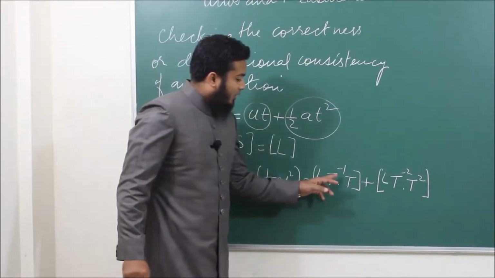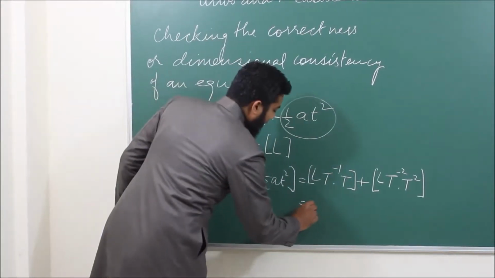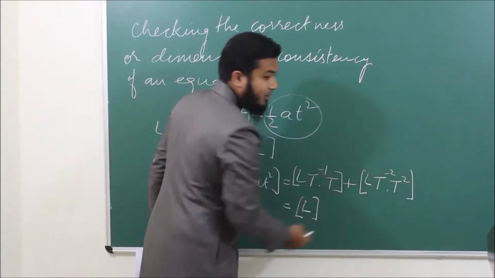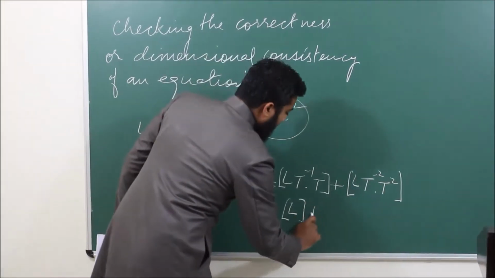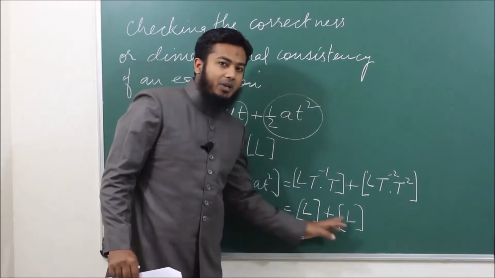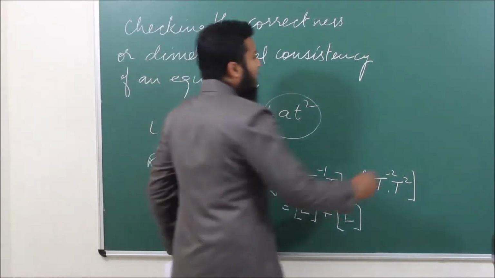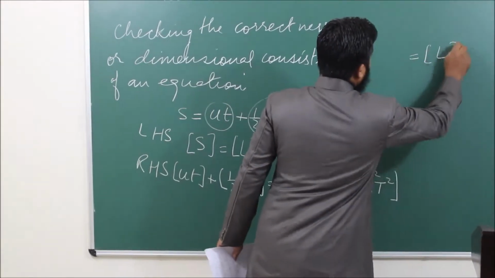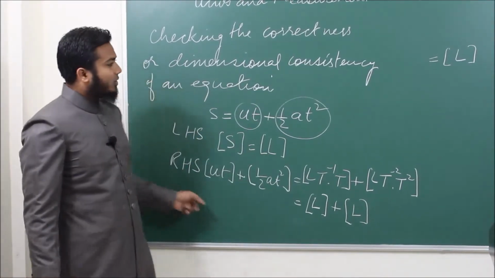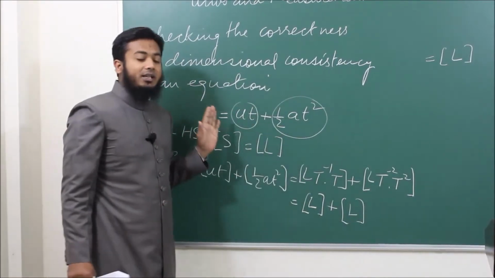Here t raised to the power minus 1 and this t will cancel out and you are left with L. And here you can see minus 2 and plus 2, here also time cancels and you are just left with L. So length plus length, L plus L. In dimensional analysis, length plus length is again length, so L plus L will be just L. You can see that the dimensions of the left hand side and the dimensions of the right hand side are the same. So this equation is dimensionally consistent.